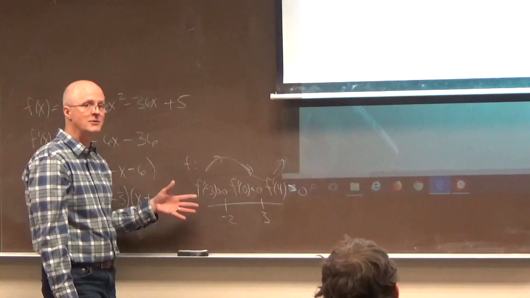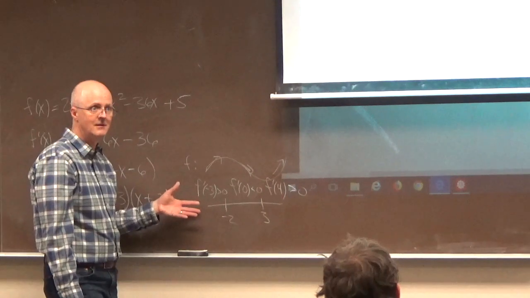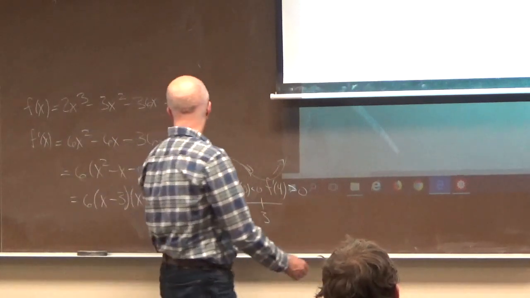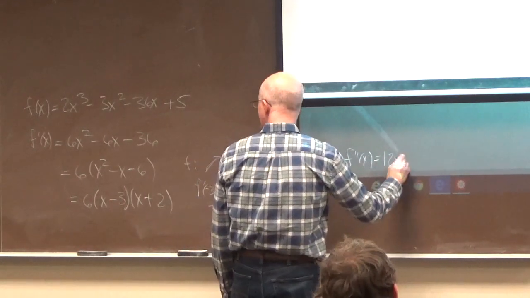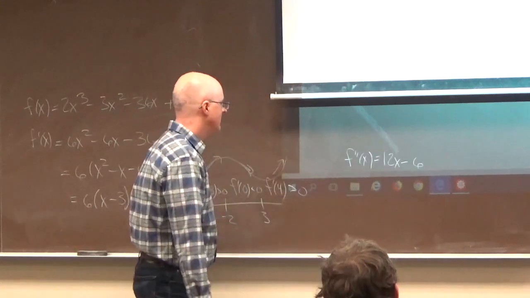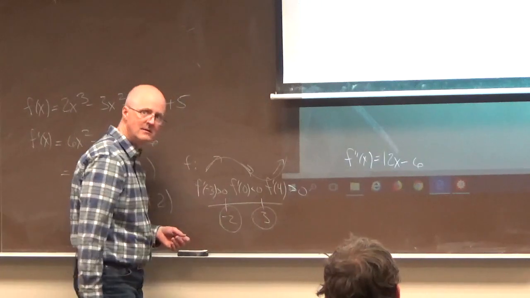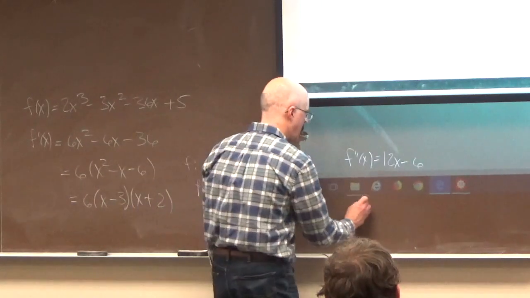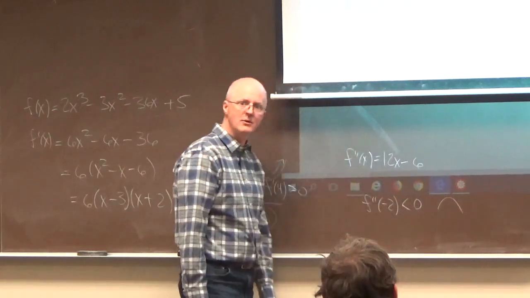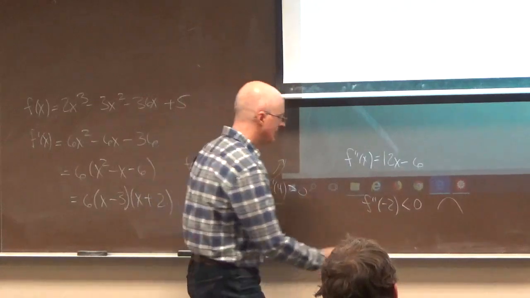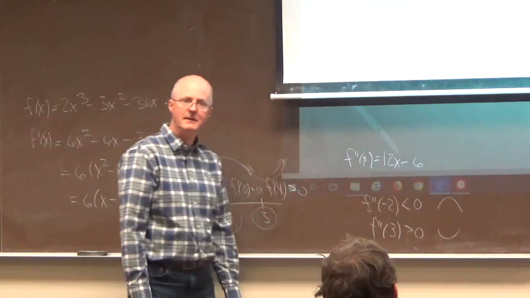Not actually requiring you to explain in words. A picture like this is good. The second derivative is 12x minus 6. You check the sign of the second derivative at the critical points. F double prime of -2 is negative, the graph is concave down near -2, it's got to be a local max. F double prime of positive 3 is positive, the graph is concave up near 3, it's got to be a local min.